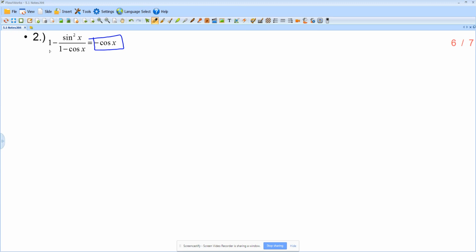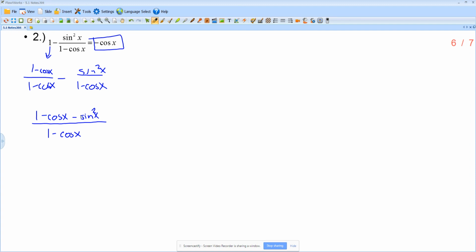So I'm going to actually rewrite this 1 as 1 minus cosine x over 1 minus cosine x, minus the rest of this, sine squared x over 1 minus cosine x. And all that's really allowing me to do is now combine these fractions. So this becomes 1 minus cosine x minus sine squared x over 1 minus cosine x.